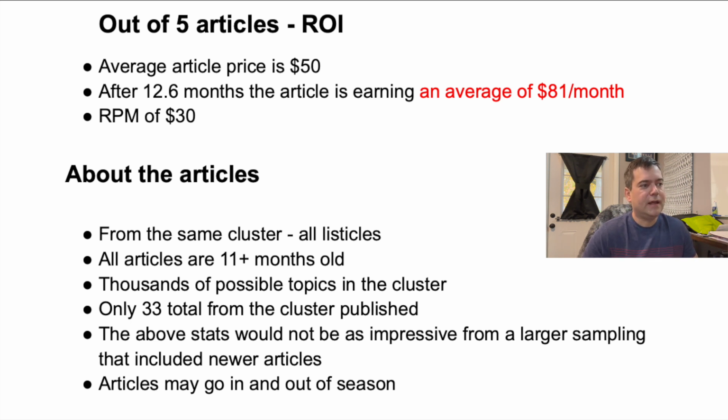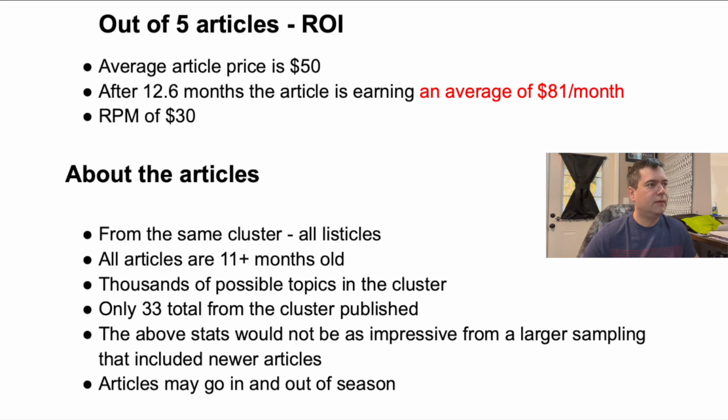Another thing to add is that these articles may or may not go in and out of season. So, this is purely an example, one article may be about how to cut down trees or something, what types of trees are easy to cut down. That may be more popular in the spring and summer than it is in the winter. So there are many variables that can determine seasonality. An article that's earning an average of $81 a month in the summer may only earn an average of $20 a month in the winter.